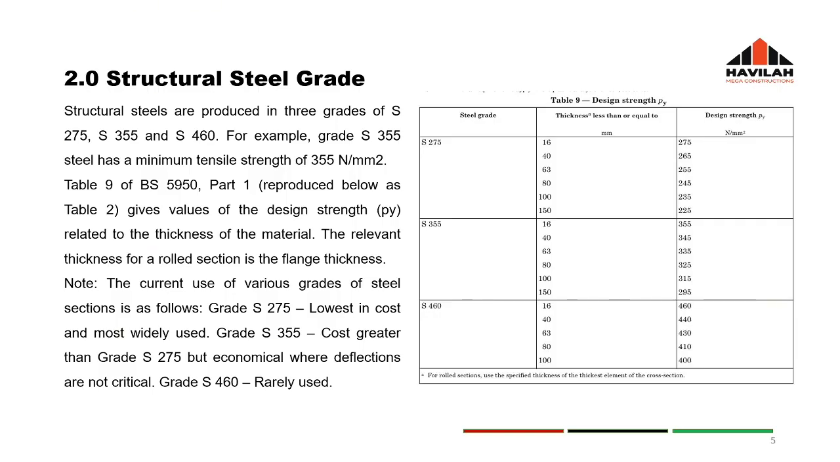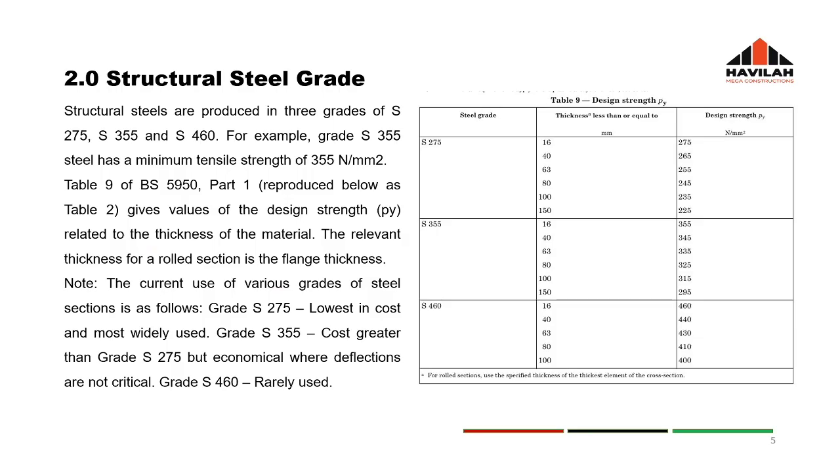It's actually extracted from the code BS 5950. It shows the design strength py related to the thickness of the material. The relevant thickness for a rolled section, like I said, is the flange thickness. Of course, we know that we have the web thickness and we have the flange thickness, but in determining the design strength of any section, we use the flange thickness.